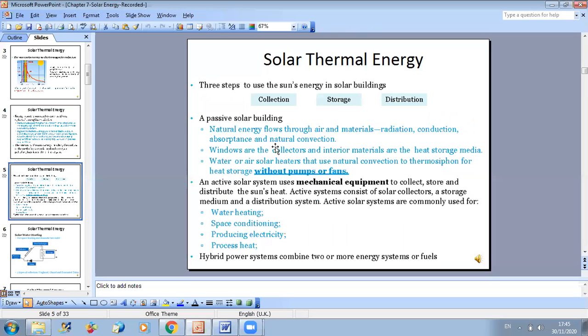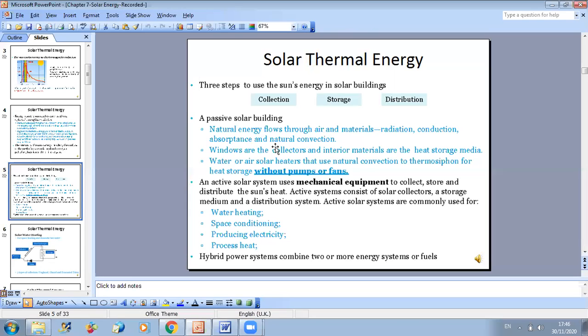Now, when we build a solar thermal system, the system should be divided into three parts. We have a part for collection of the energy, a part to store the energy, and a part to distribute the energy. Okay? For example, if we consider a passive solar building, natural energy will flow through air and materials using several methods of heat transfer: radiation, conduction, and natural convection.